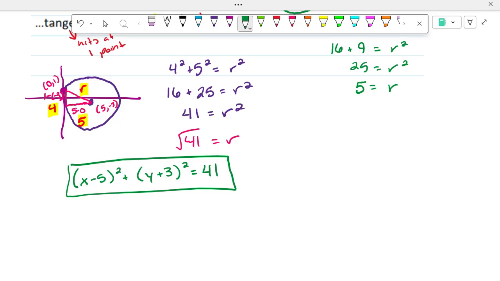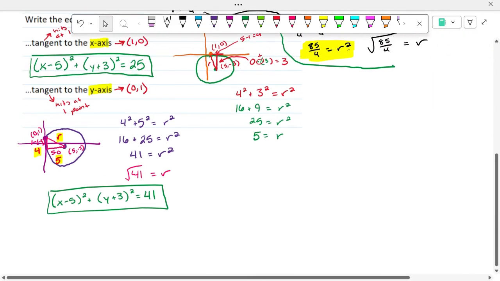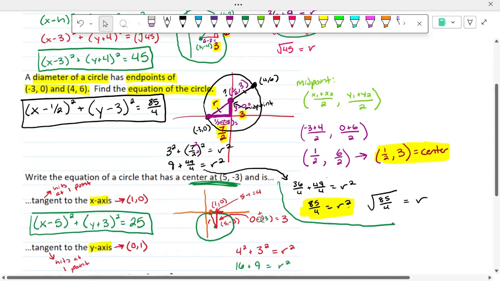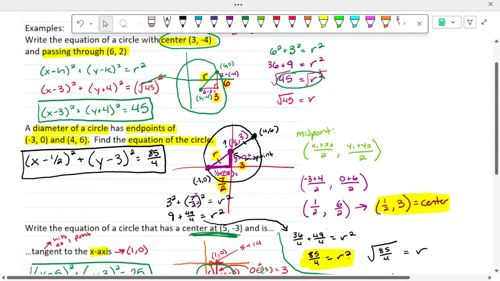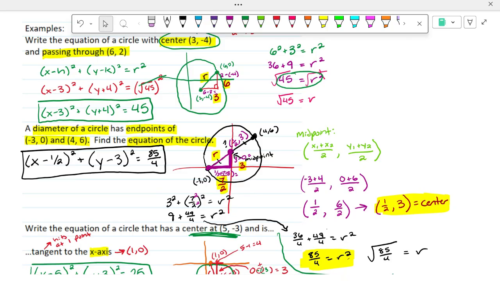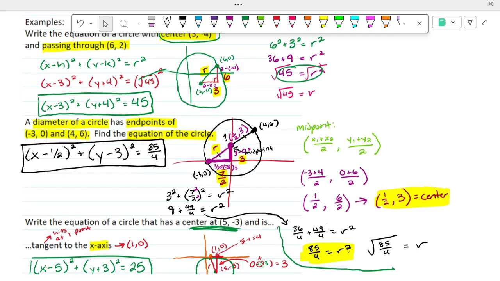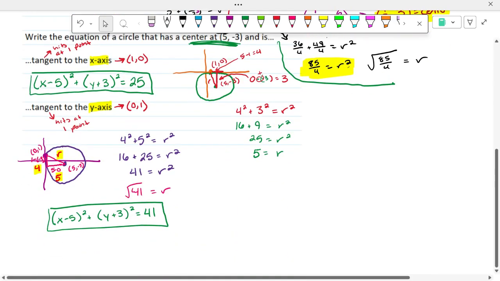So guys, pretty much almost all of these, it's the exact same method. The only one where you had to do one extra step was the diameter one. Everything else was pretty much just make a right triangle, find the vertical and horizontal heights, do the Pythagorean theorem.